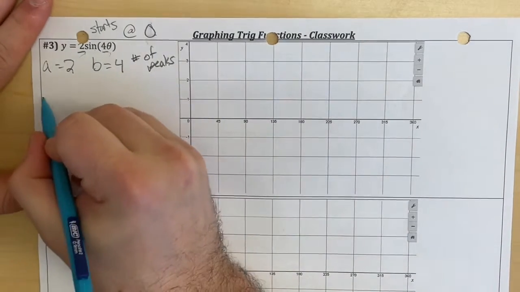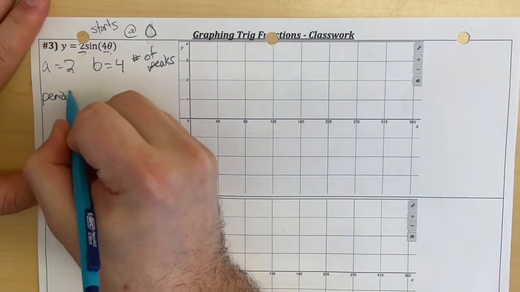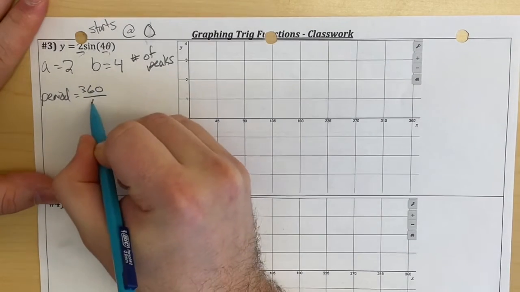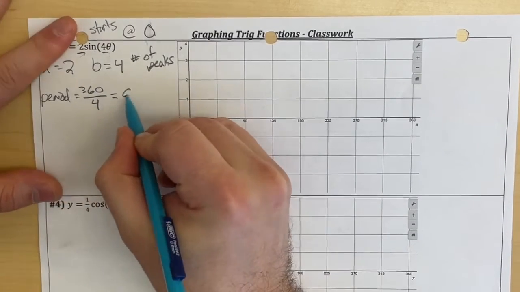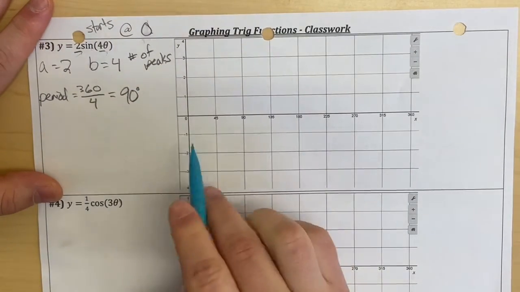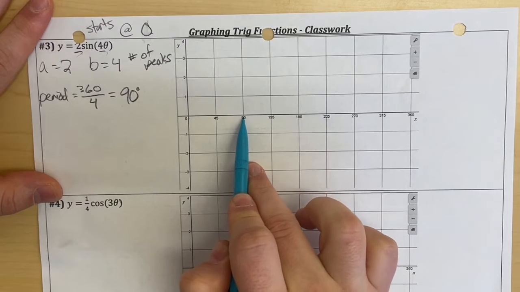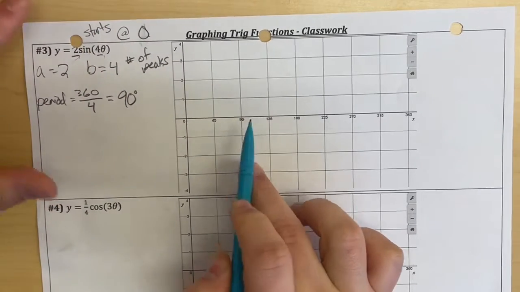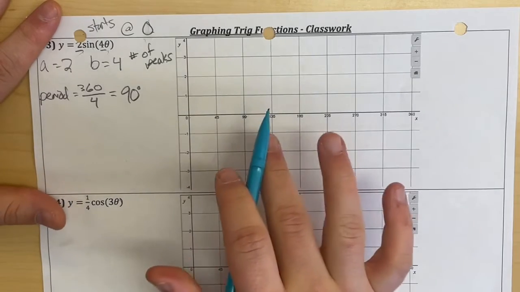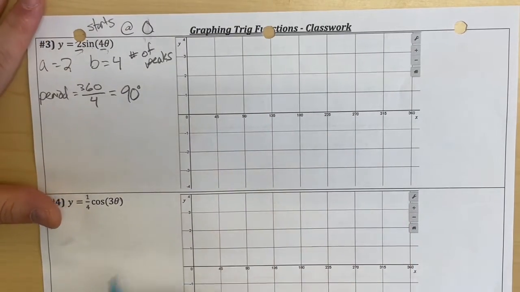Make sure you have your period as 360 divided by B, so we have divided by 4 in this case, and so that means 90 degrees is going to be our period. From 0 to 90, I'm going to have 5 points. So be very careful when you're drawing these out. Again, if you need to, pause, make sure you have your values lined up, please do.